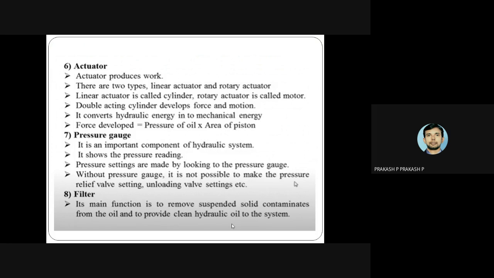The filter, whose main function we already know, is used to remove solid contaminants from the oil, and it also supplies clean hydraulic oil to the system.